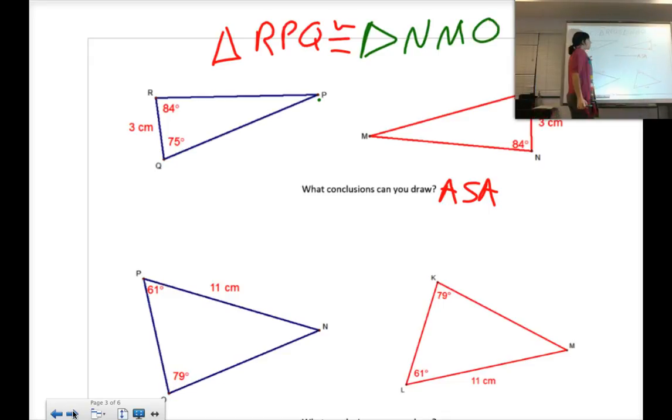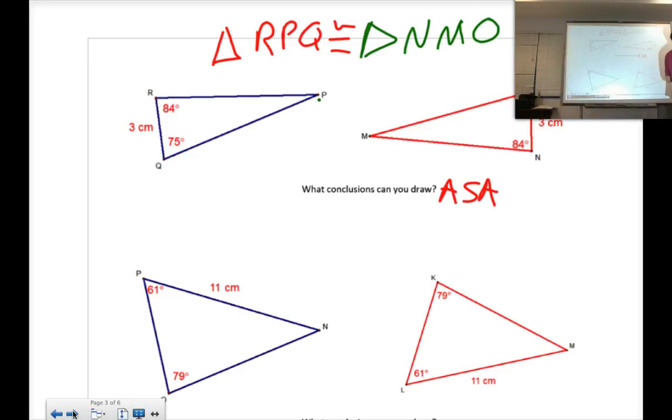And it's very easy for you to check, especially the ones that have the markings on it, because I can say R to N, 84. Q to O, those are 75. They have to match up, right? All right, let's do the next one.